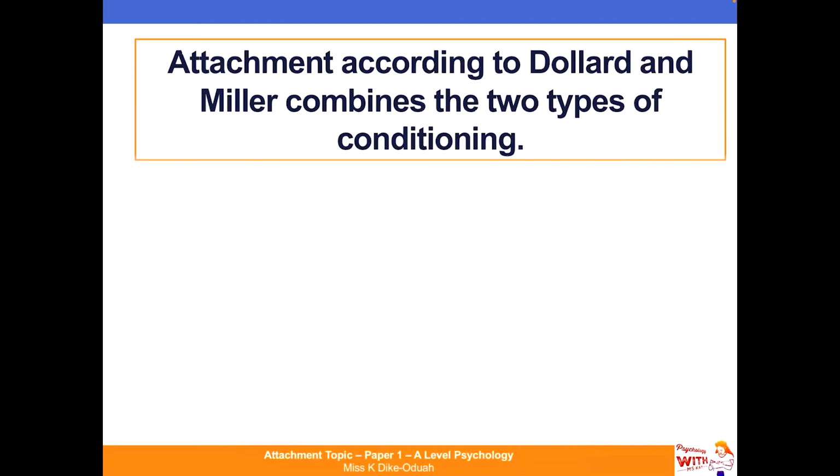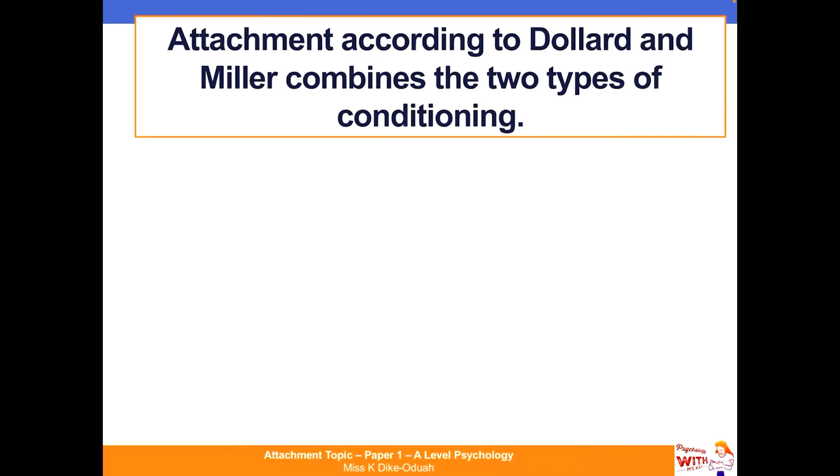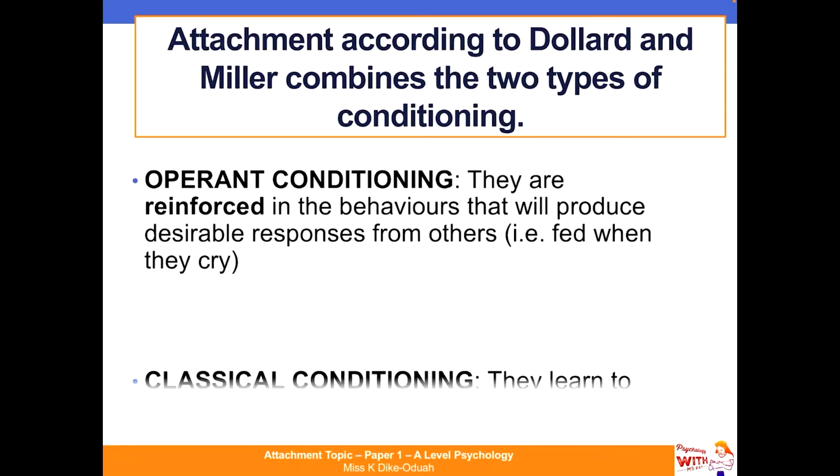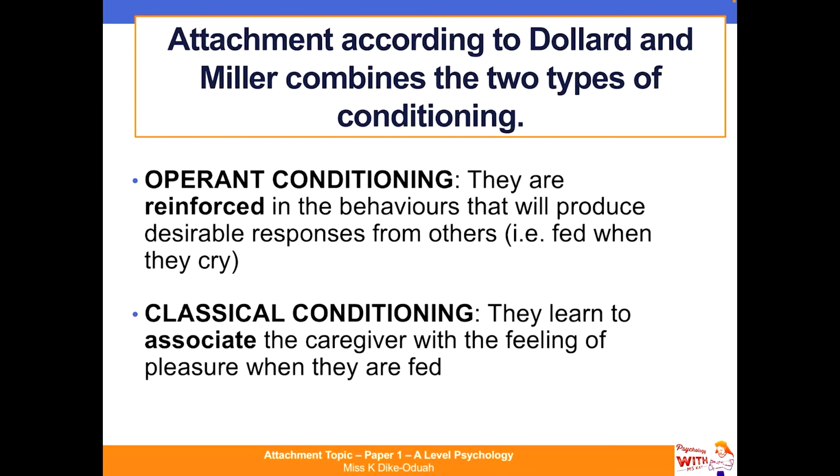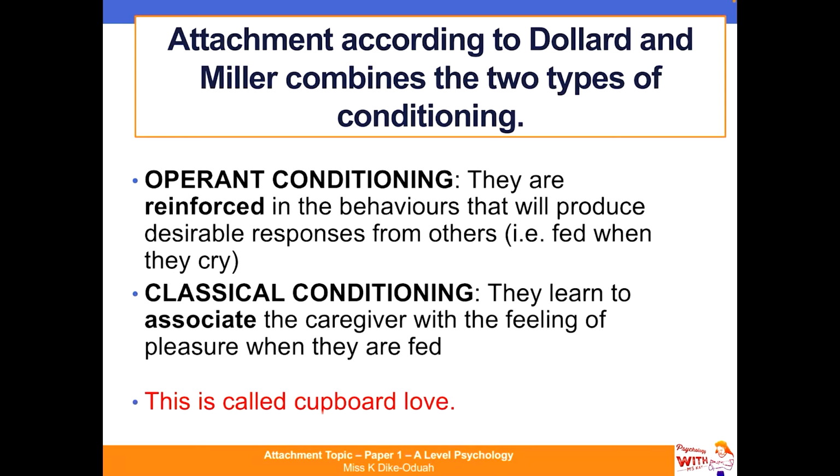Researchers known as Dollard and Miller combined both classical conditioning and operant conditioning to explain infants' attachment in terms of food. Operant conditioning, just to give you a recap, they are reinforced in the behaviors that will produce desirable responses because they learn through consequences, they learn through reinforcement. Classical conditioning, the infants, they learn to associate the caregiver with a feeling of pleasure when they are fed. And the combination of these two is known as cupboard love.